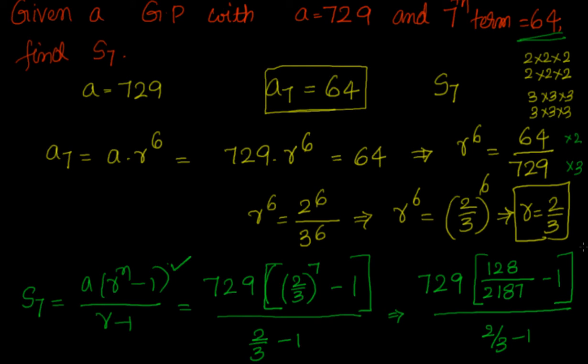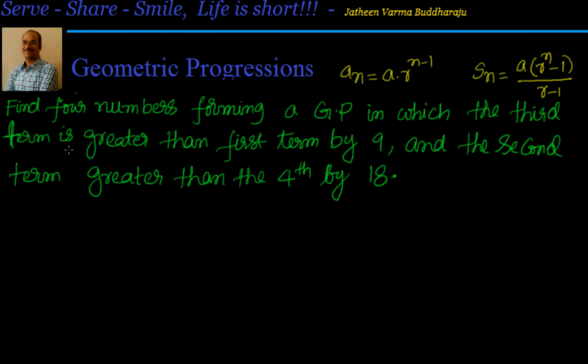Let's solve one more problem. This is the problem we have. Find four numbers forming a geometric progression in which the third term is greater than the first term by 9 and the second term is greater than the fourth by 18. So there is a comparison between the terms.